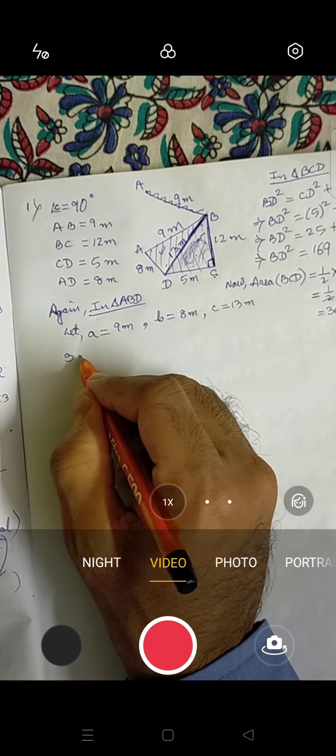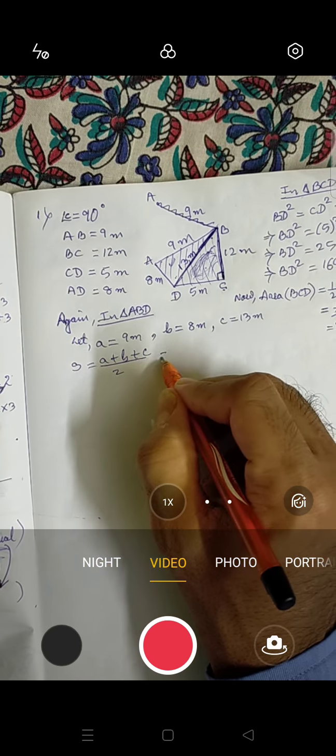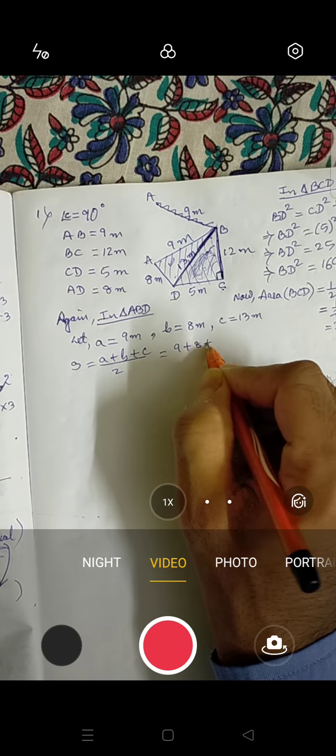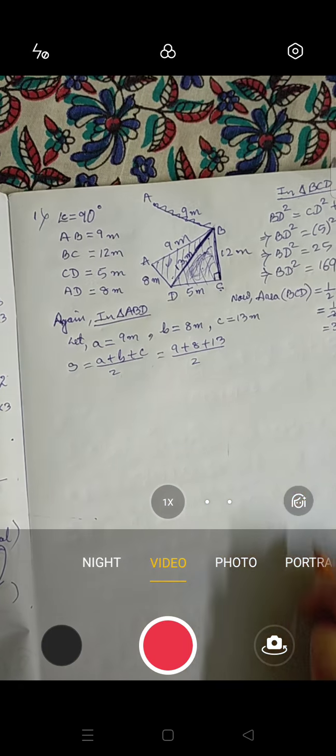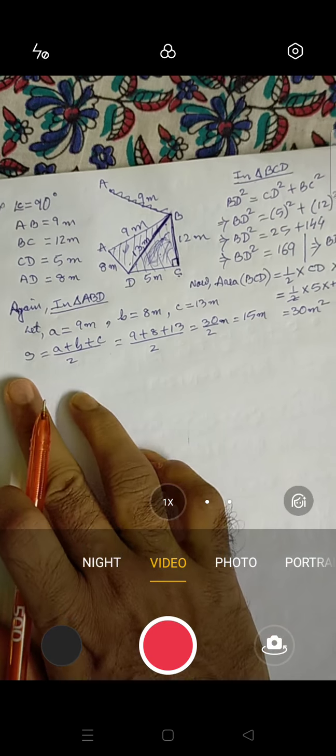Then S is equal to A plus B plus C by 2. Now A is 9, B is 8 and C is 13, by 2. Now if you add this one, you will be getting 30, I think. Correct? 30 by 2. Just add it and check it. You are getting this or not. Now if you divide this, you will have 15 meter. That means semi perimeter is 15.